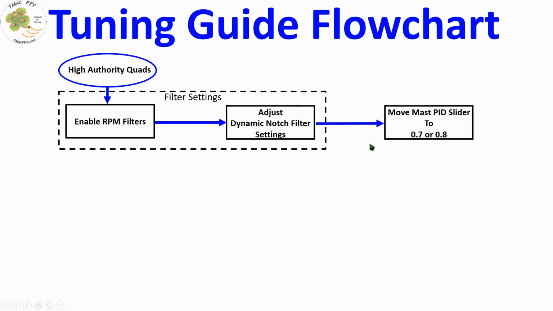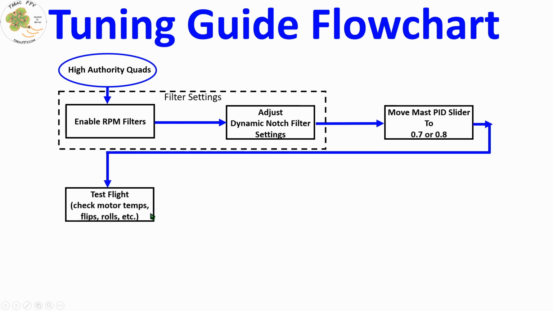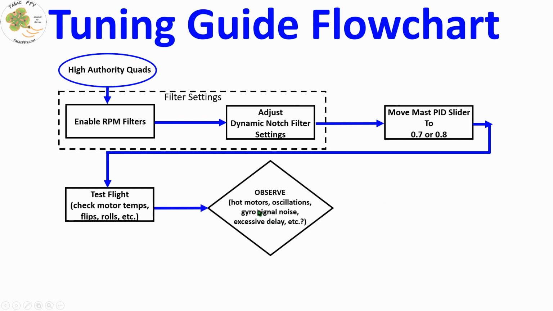Then, as I just mentioned, we moved our master multiplier slider to the left to the 0.8 position, which is one of the two positions recommended in the notes for high authority quads. We then did a test flight to check the motor temps, which turned out okay. In that test flight, we also visually looked through our FPV goggles display for any signs of bobbles, wobbles, prop wash, or oscillations, or if the quad just felt sloppy and sluggish.